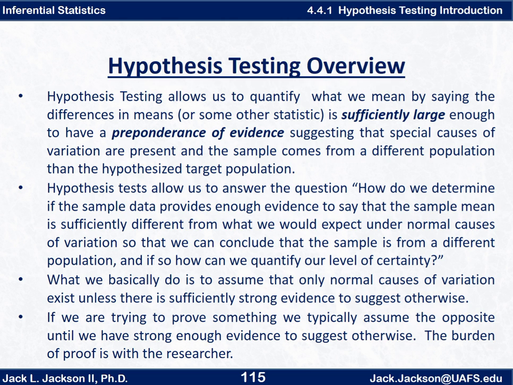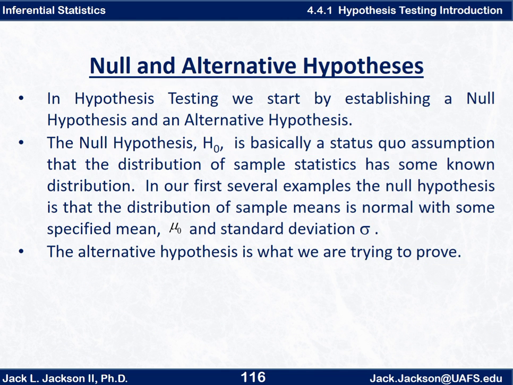So what we basically do is assume that only normal causes of variation exist unless there is sufficiently strong evidence to suggest otherwise. So if we are trying to prove something, we typically assume the opposite until we have strong enough evidence to suggest otherwise. So the burden of proof is with the researcher. So this leads us to things that we call the null hypothesis and the alternative hypothesis.